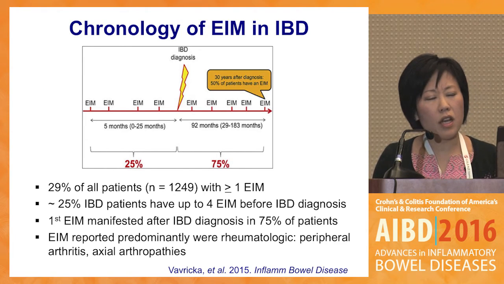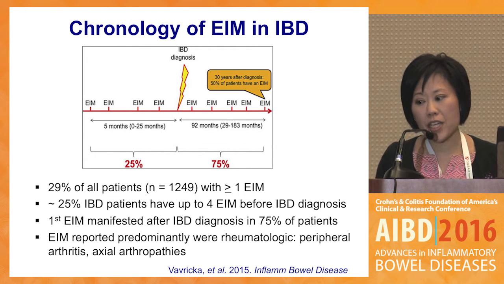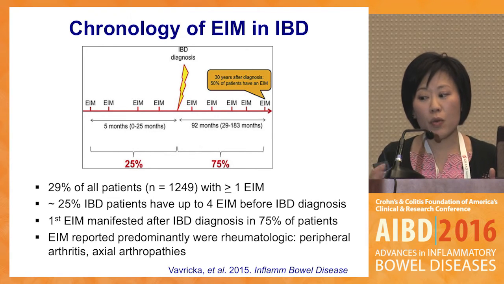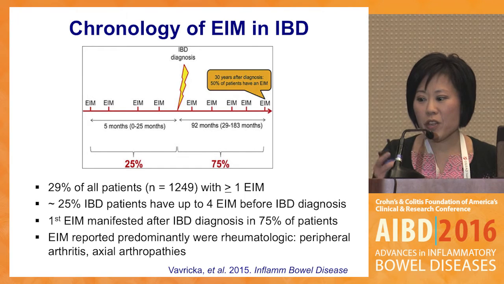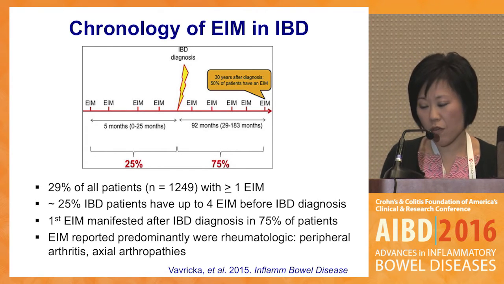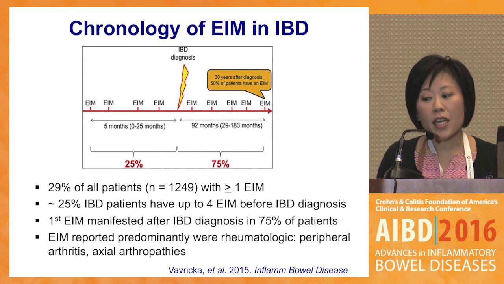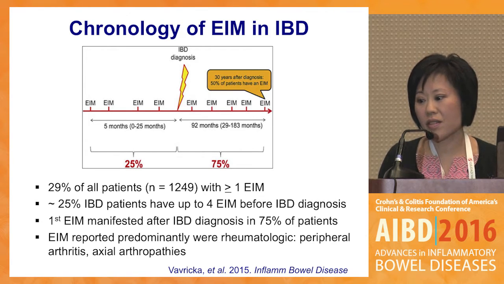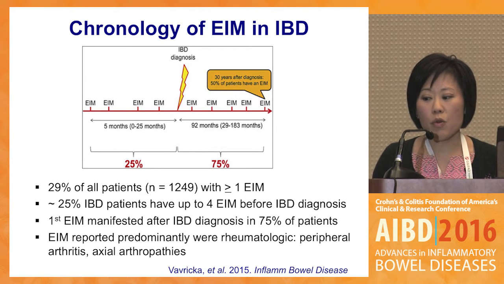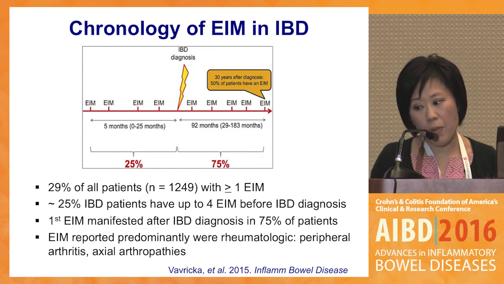And so this was a nice study that came from the Swiss IBD cohort, and they looked at over 1,200 patients and found that almost 30% had greater than or equal to one EIM. What you can see on this diagram is that about a quarter of the patients had up to 4 EIMs before the IBD itself was diagnosed. So certainly something that we all need to think about. And for the remaining patients who had EIMs, it usually came after the diagnosis itself. And again, the EIMs that were predominantly reported were rheumatologic in nature, especially peripheral arthritis, as well as axial arthropathies.